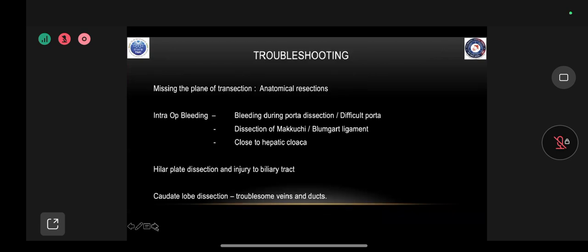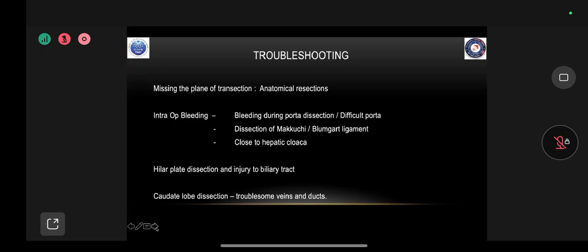Just a tip about troubleshooting before I end. It's very common in your initial learning curve to miss the plane of transection, either right or left. It's important that the surgeon as well as the first assistant gives proper traction on either side, and it's important to have a good first assistant as well. If either of them is pulling too much, you tend to waver in your plane of transection, and you encounter bleeding. The worst part is if you injure the bile duct of the liver that is going to be left behind, it's going to be really difficult.